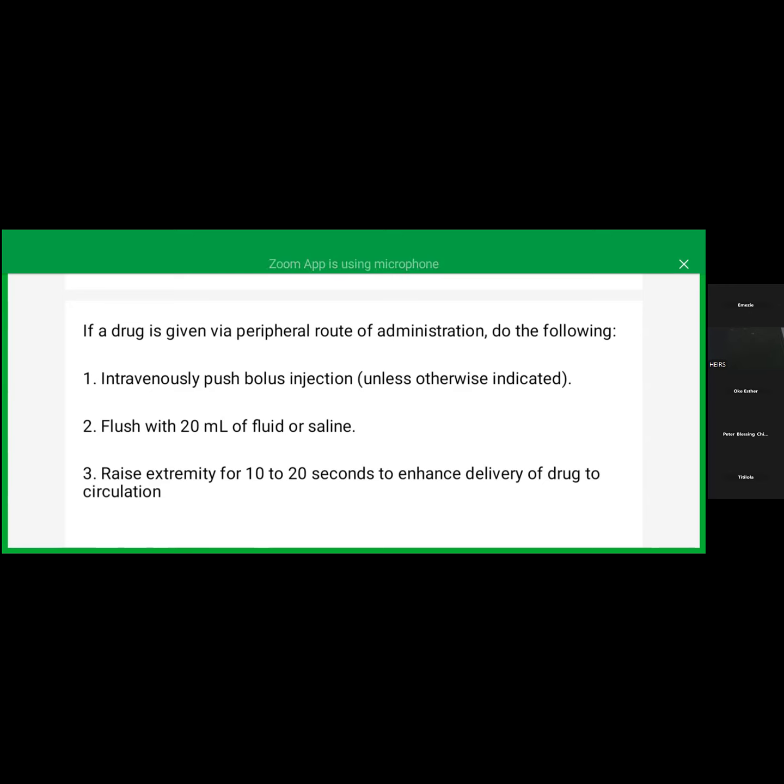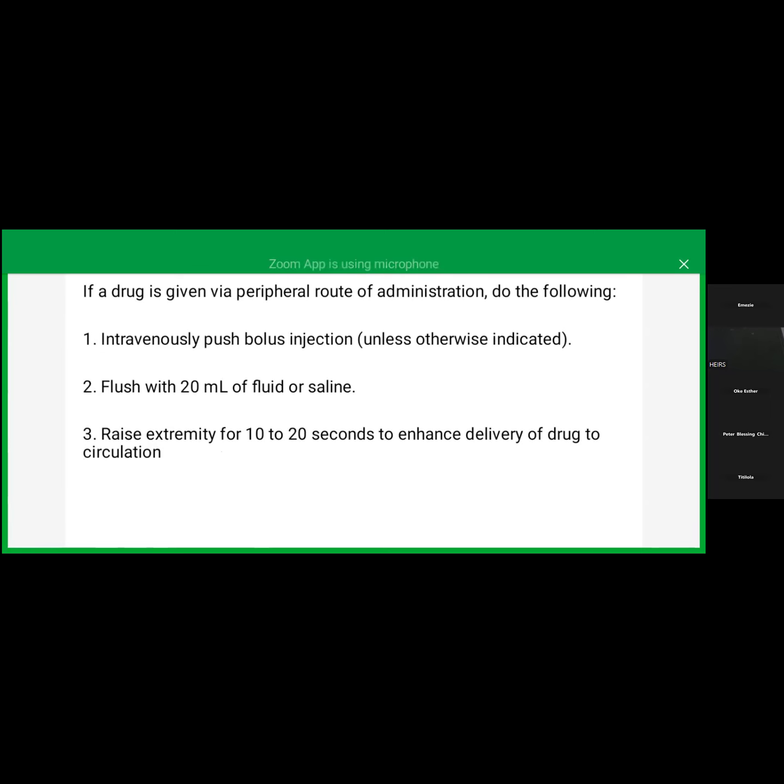So bolus means you give it once, unlike what we call infusion. Infusion will be given over 2 hours, 4 hours. That one is infusion. But the one we give as bolus is over the next 10 to 30 seconds. We call that bolus. An example of such is paracetamol in a patient with high body temperature.